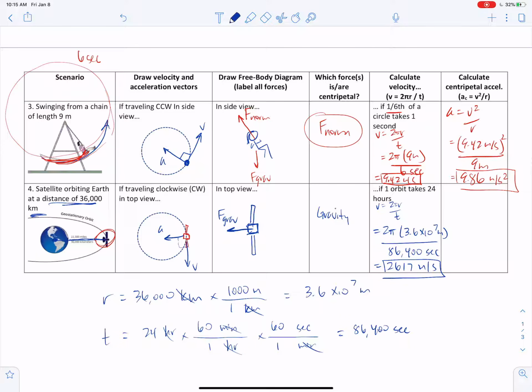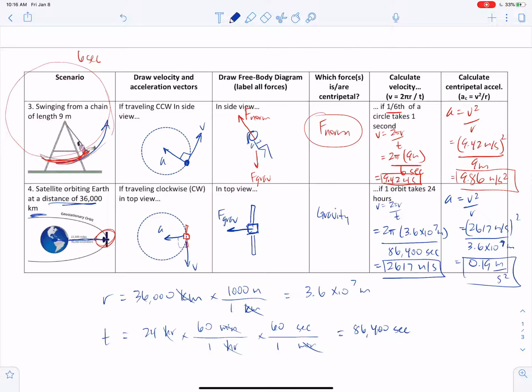That's really fast. Okay, what's the acceleration though? V squared over r. The velocity is 2,617 meters per second. Square that, divided by the radius of 3.6 times 10 to the 7th meters. We get an extremely small acceleration, 0.19 meters per second squared. That is, of course, because the orbital distance is so big, right? It's 3.6 times 10 to the 7th meters away, and so the acceleration is very small.